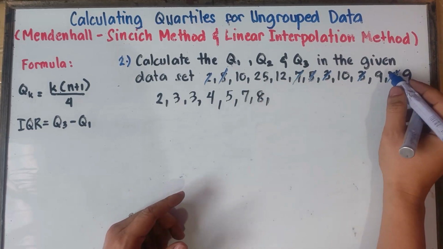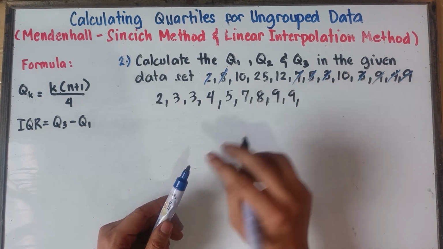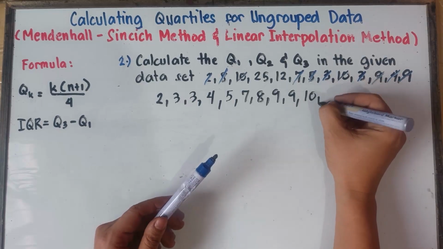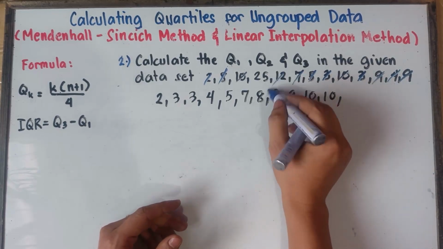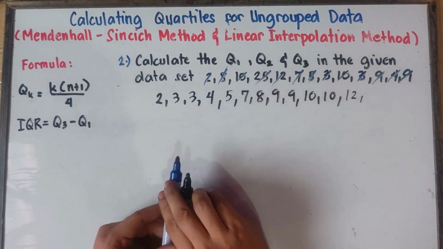We have two 9s. 9 and then 9. Alright, and then 10. We have two 10s. 10 and then 10. Alright, 12. And then 25. This one right here. 25.